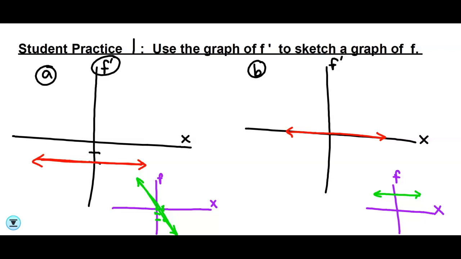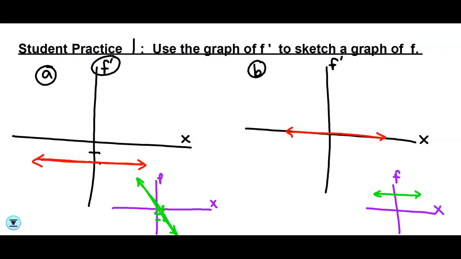Since it's constantly 0, that means that f has a flat slope all the time. And so f looks like a horizontal line. It doesn't matter if you put it above or below because, like I told you, we don't know the height of these functions. We only know their slopes. So I chose to put it up there, but maybe you put it down below. Or maybe you even put it right on the x-axis. It doesn't matter. So long as your answer was a flat horizontal line, then you've done it correctly.